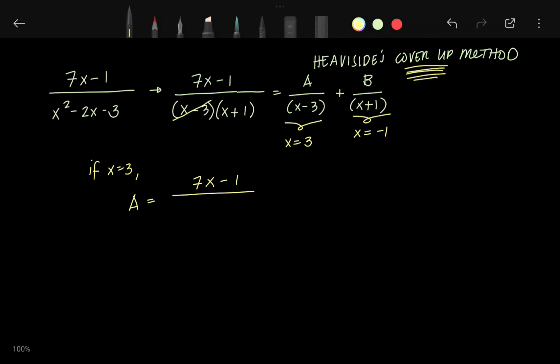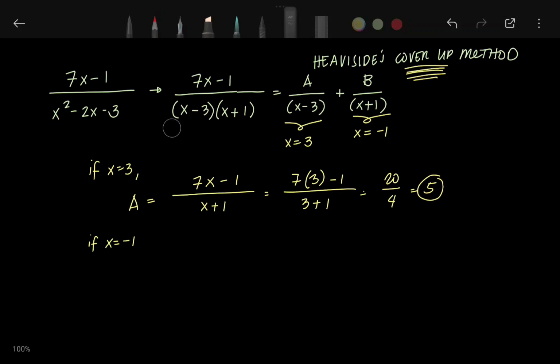Ignore siya ko, no? So, x plus 1 na isulat mo, de. And then, substitute na lang tanan ng x with 3. 7 times 3 minus 1 all over 3 plus 1. 21 minus 1 is 20 over 4 equals 5. Okay, so A is equal to 5. Okay, ganda naman ta sa isa. If x is equal to negative 1.